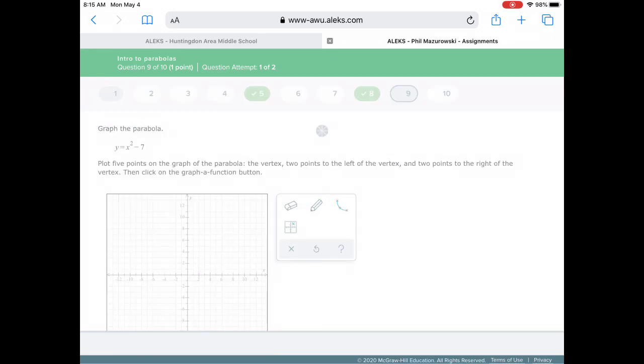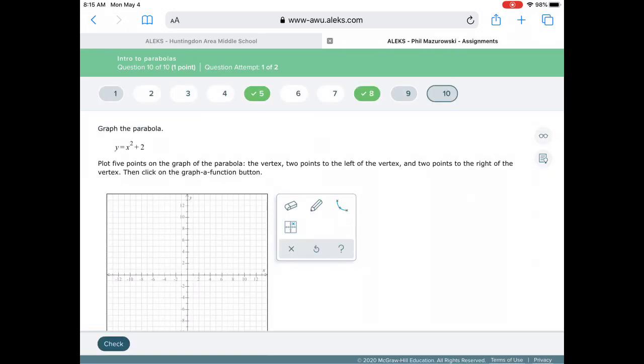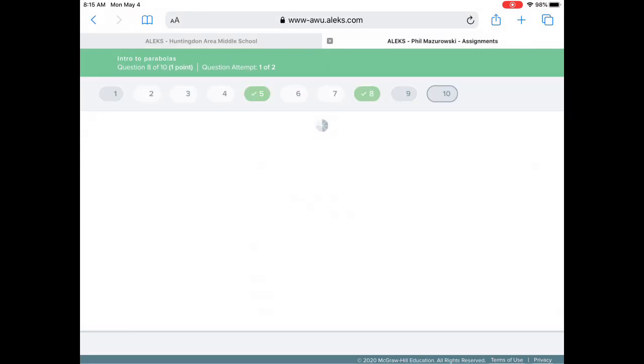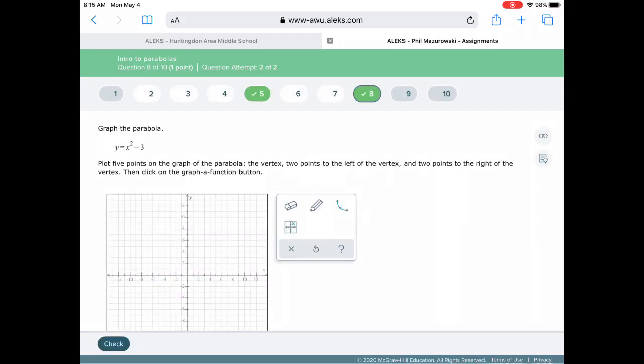There may also, let me see if I can get another one here. No, I think they're all going to be that way. Okay. I was just wondering if Alex is going to give you anything that isn't x squared.